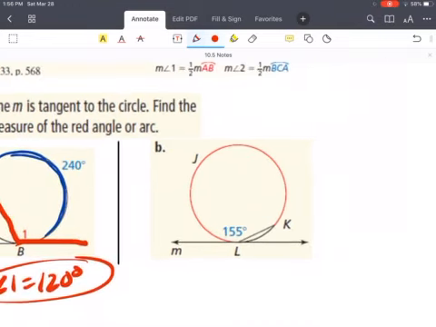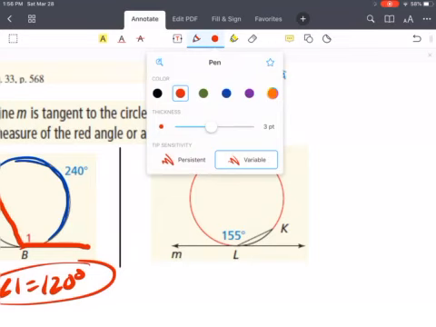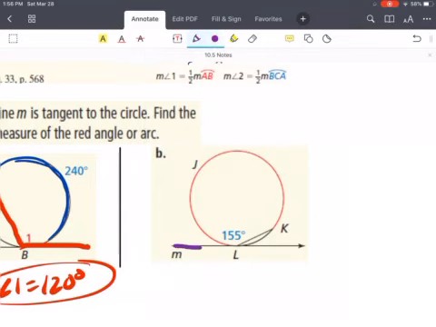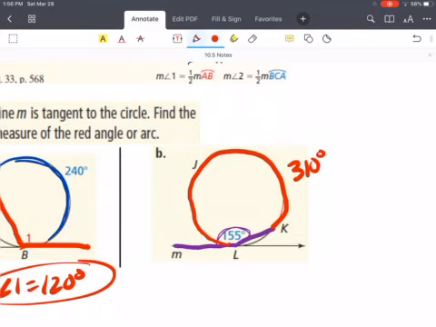Letter B is going in the opposite direction. It is telling us the fact that this angle made up of a tangent and a chord is 155 degrees. So then that means that the arc that is intercepted by that angle has to be twice that because we're going the opposite direction. So that means that it is going to be equal to 310 degrees.